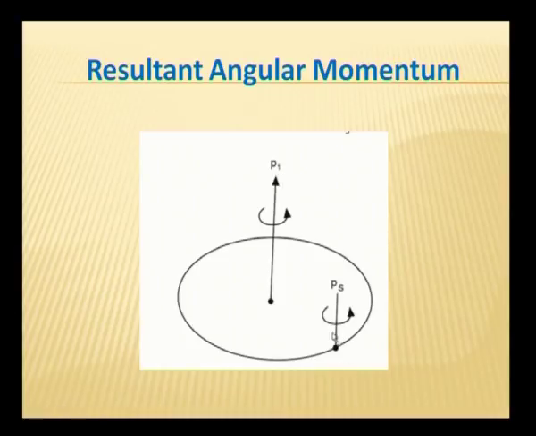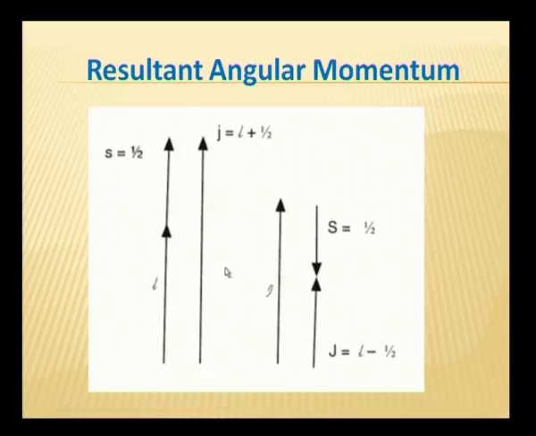This is the resultant angular momentum due to orbital motion, p suffix l. This is with regard to spinning, the spin momentum Ps is shown here. These two are coupled vectorially, that is what I showed in the previous slide. J is the resultant of L and S. You have the L vector here, S is half, and the resultant of these two is given by J. Supposing S is minus half, S is acting opposite to your L, and the resultant J will be L minus half.